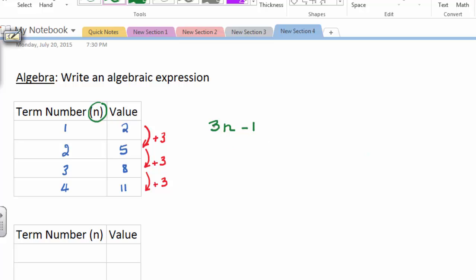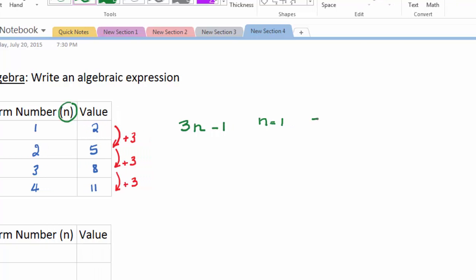I hope the 3n minus 1 is not going to work only for term number 1. It's going to work for 2 and 3 and 4. So let's check it. When n equals 1, for the first position, the algebraic expression is going to be 3 times 1 minus 1. 3 times 1 is 3. 3 minus 1 is 2. Wow, we have the same value, 2 and 2. Excellent. Let's go to the second one.